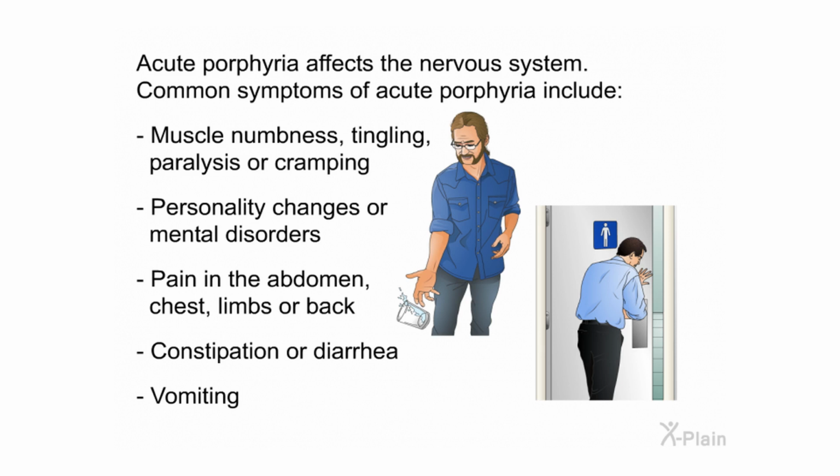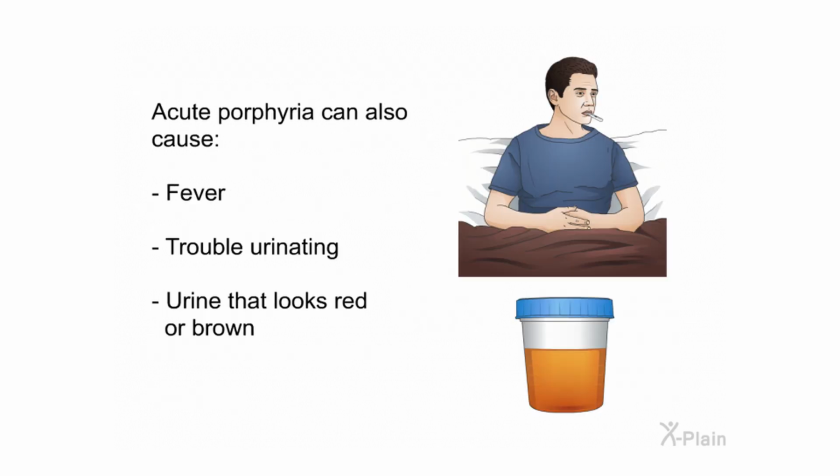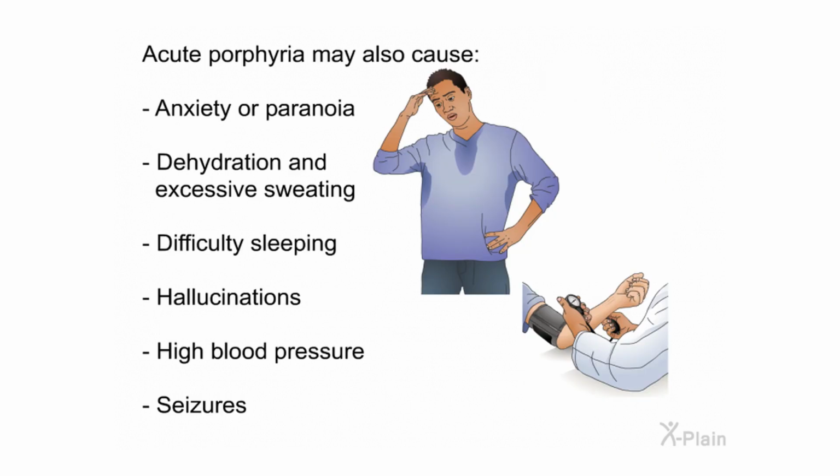Common symptoms of acute porphyria include muscle numbness, tingling, paralysis, or cramping, personality changes or mental disorders, pain in the abdomen, chest, limbs, or back, constipation or diarrhea, vomiting. Acute porphyria can also cause fever, trouble urinating, urine that looks red or brown. It may also cause anxiety or paranoia, dehydration and excessive sweating, difficulty sleeping, hallucinations, high blood pressure, seizures.